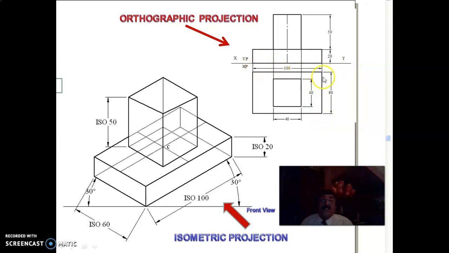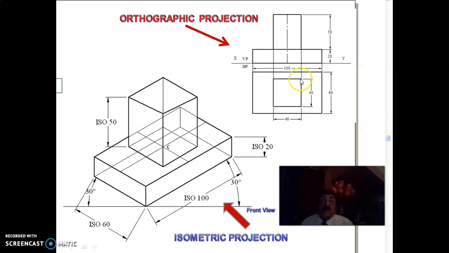Looking at the 100 by 60 top view, height 20, you can clearly say it's a rectangular prism, base sides 100 by 60 and height 20. Then come to the top solid. When you're looking from here, the height is how much? 50. 50 I draw. If you come to the bottom here, the top view of the top solid, it's a square 40.